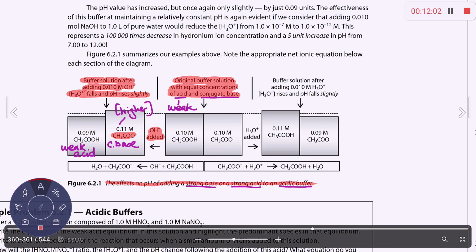On the right-hand side, if you add a small amount of a strong acid, then the hydronium ion concentration will rise, your pH will fall slightly, and you're going to have a slightly larger concentration of the weak acid than of the conjugate base. Okay, let's take a look at the practice problems.